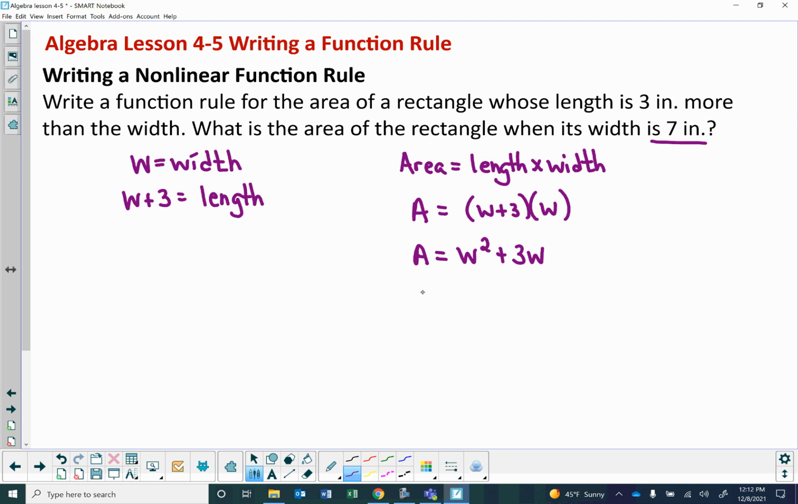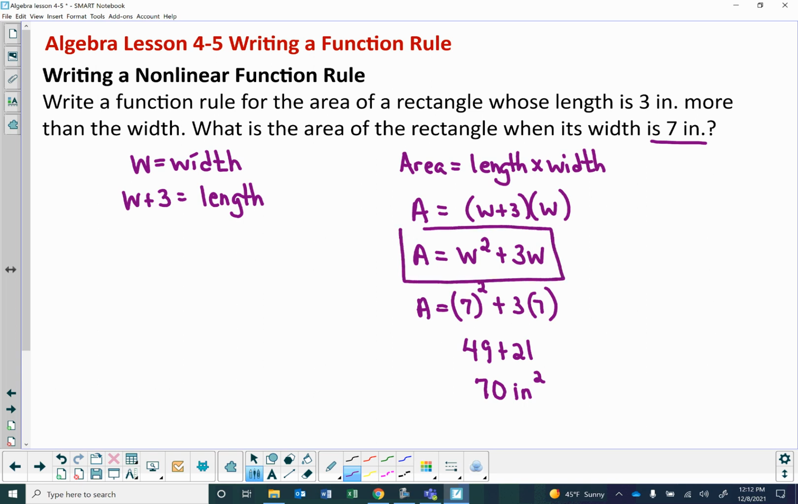So now I'm going to substitute in 7 every time I see W. So A is going to equal 7 squared plus 3 times 7. 7 squared is 49, plus 3 times 7 is 21. So my area is going to be 49 plus 21, which is equal to 70. And of course, it's in inches, so it would be square inches, because an area is always in square units. So the area is 70 square inches when the width is 7.